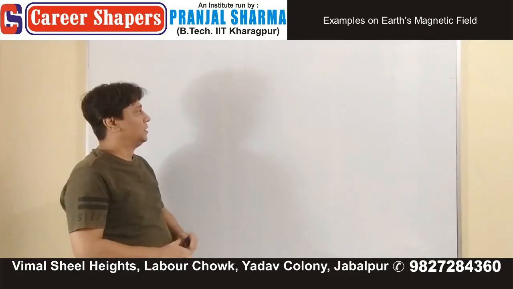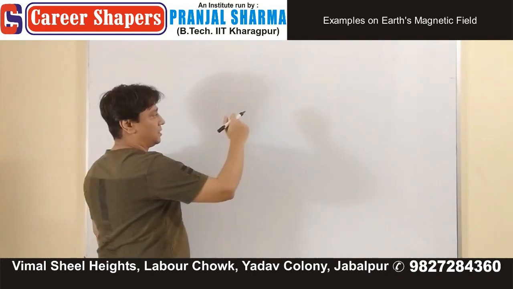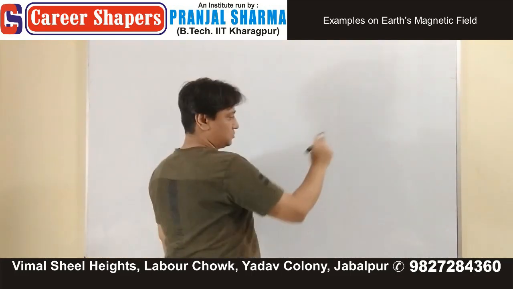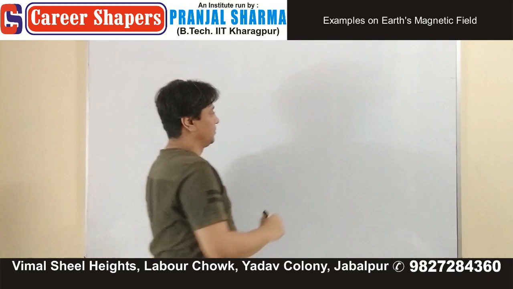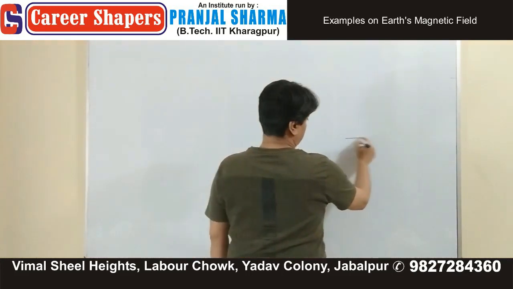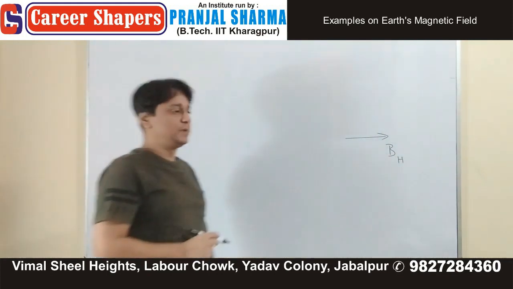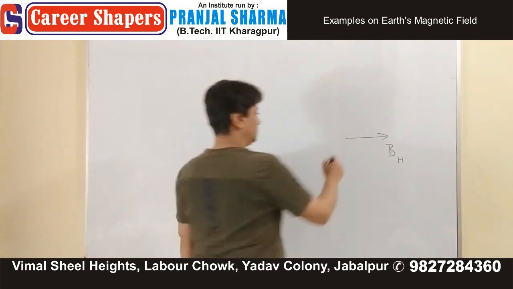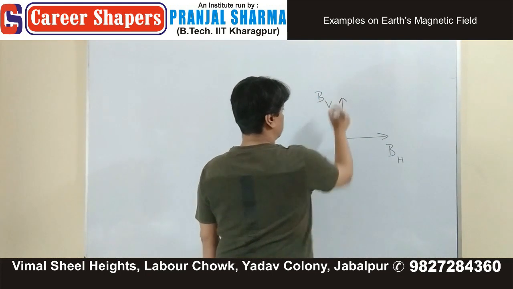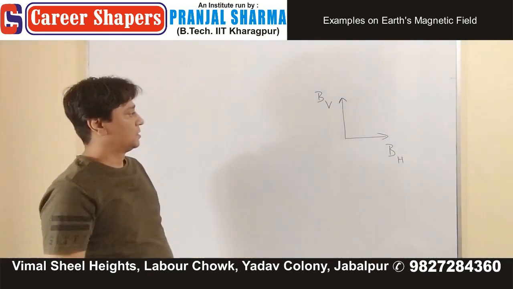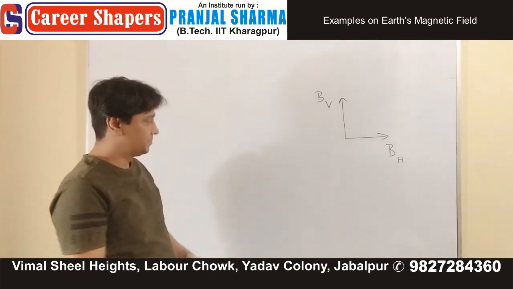Hello everyone, we're discussing Earth's magnetic field. So far we have discussed that at any one place, the horizontal component of Earth's magnetic field is BH and the vertical component is BV. This is the horizontal component, this is the vertical component.